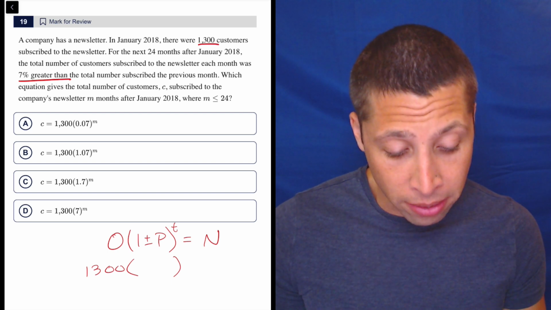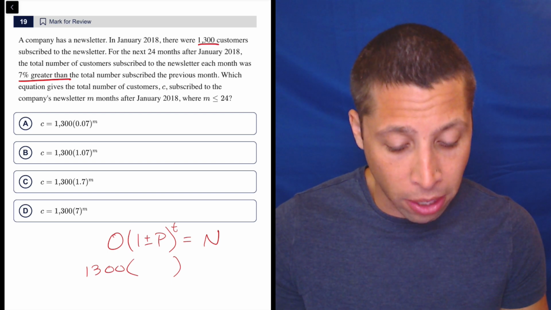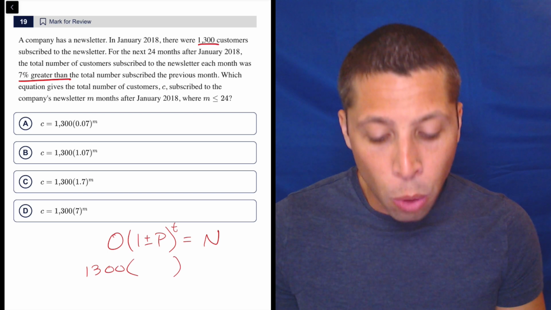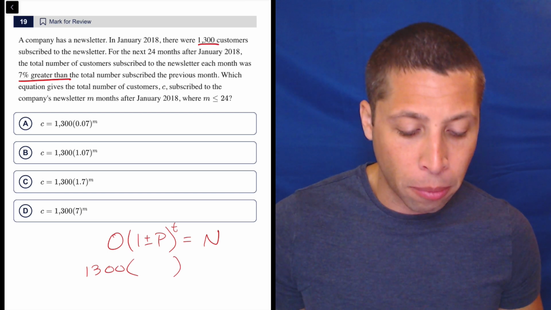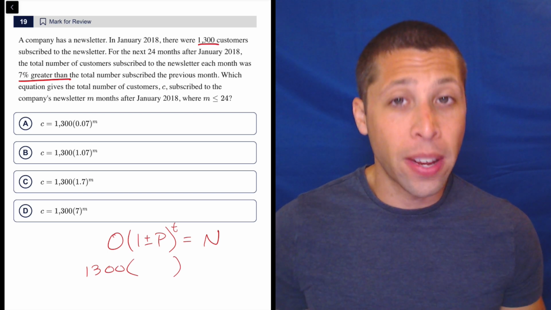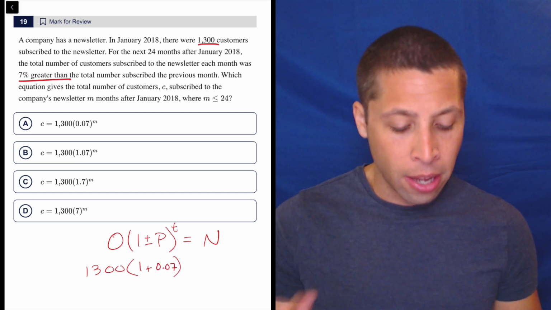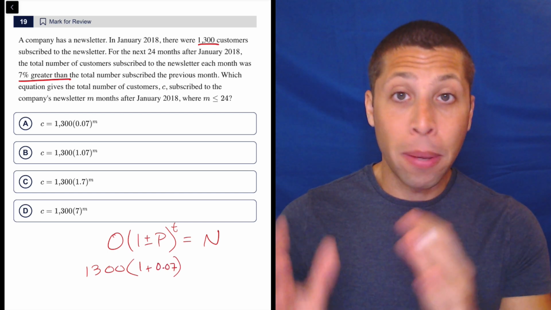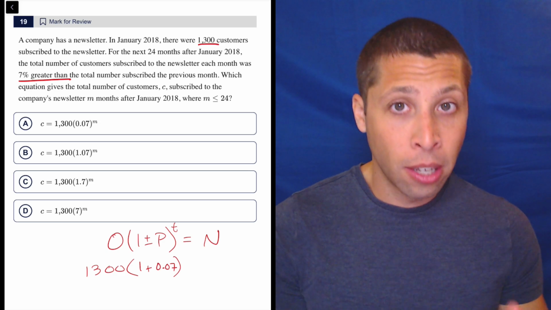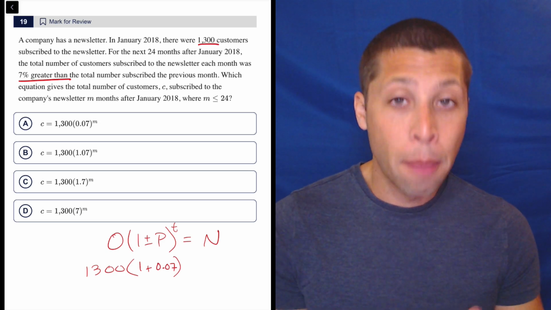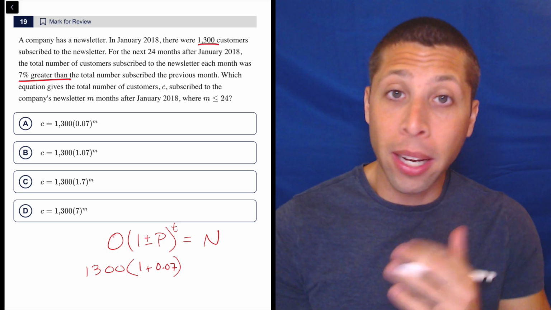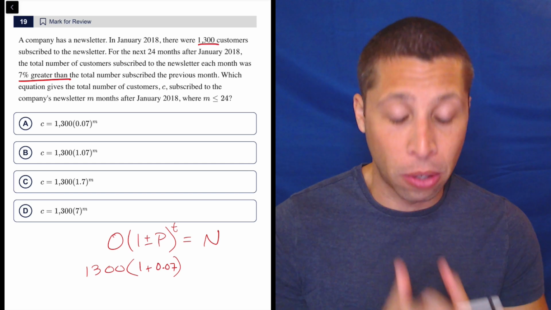For the next 24 months after January 2018, the total number of customers subscribed to the newsletter each month was 7% greater than the total number subscribed the previous month. That is just a very fancy way of saying that we are increasing by 7%. So we do need to understand that the P in the formula is a decimal. So it's going to appear not as 7, but as 0.07, right? Divide by 100, and that's how we get the decimal from the percentage.